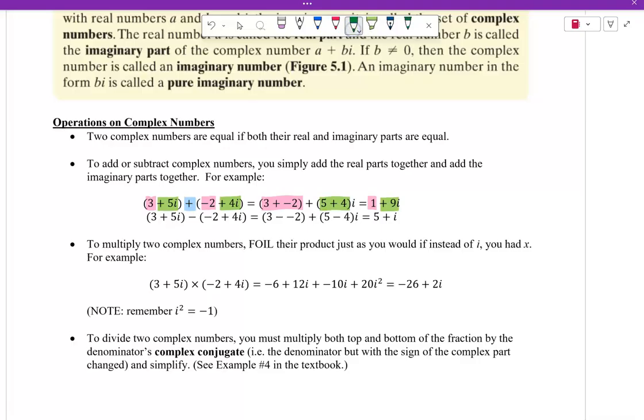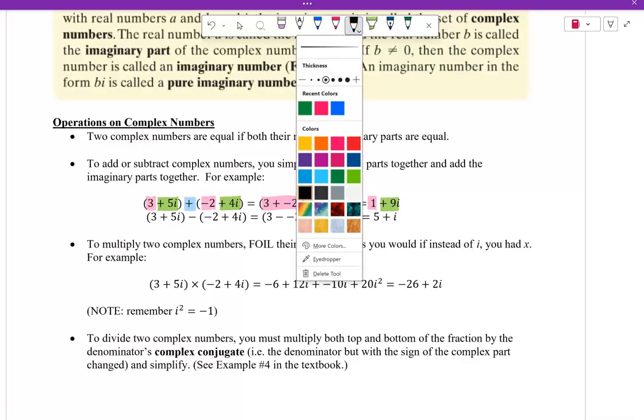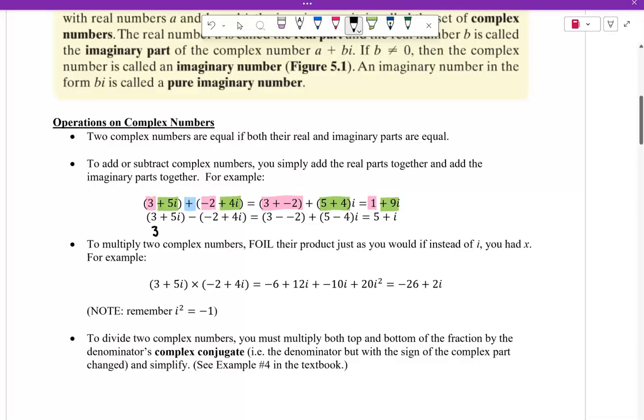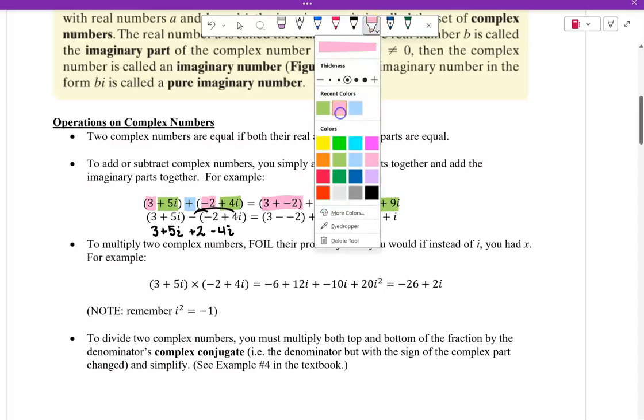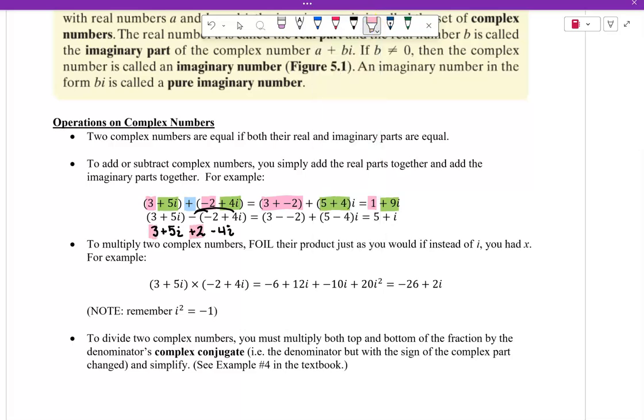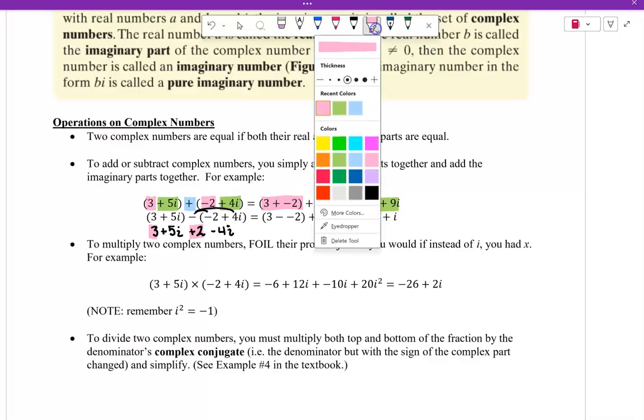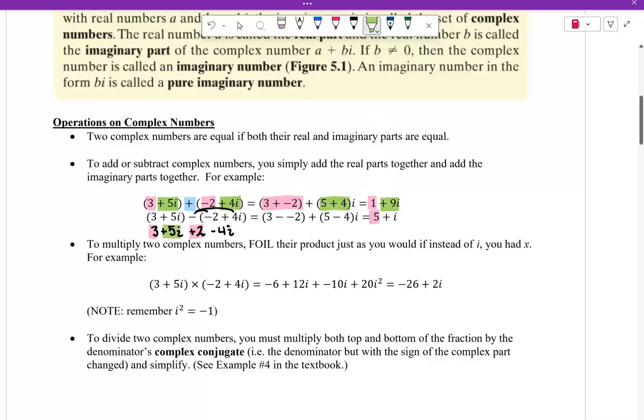Now, when it comes to subtracting, I actually do it slightly differently. I rewrite my first one, and then I distribute my negative. So I would change this to a +2 and then a -4i. And then I would say the same exact things. 3 plus 2 is 5. 5i minus 4i is i.